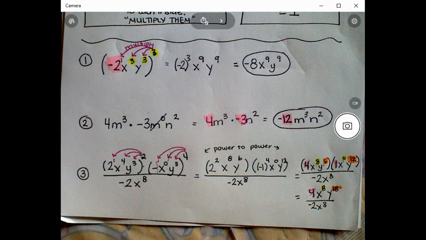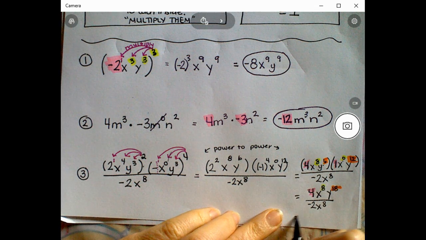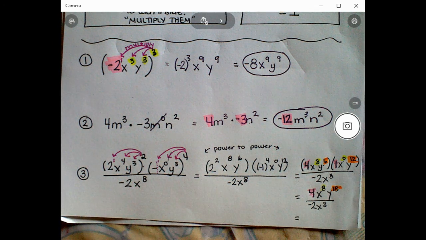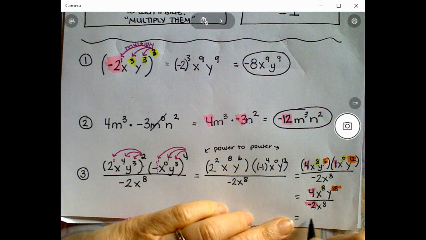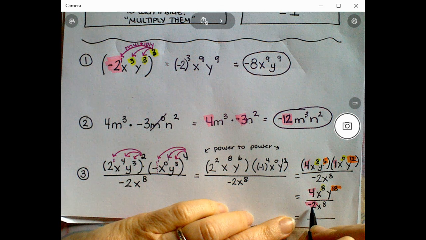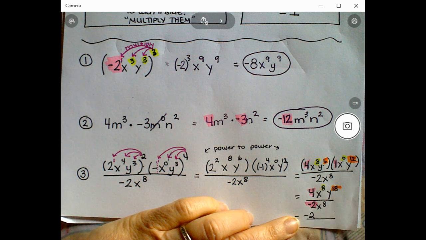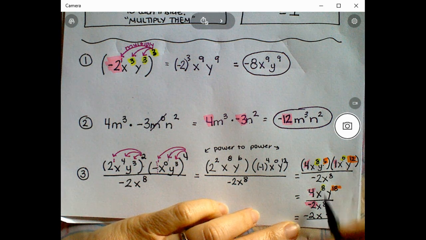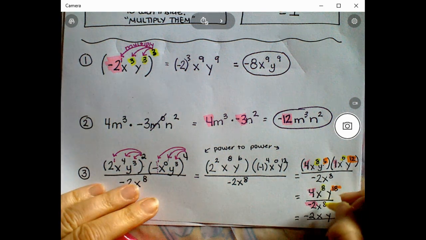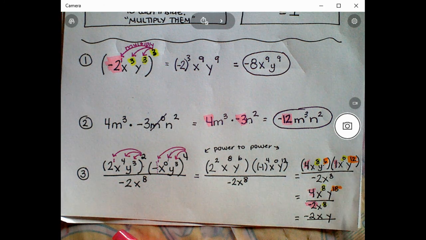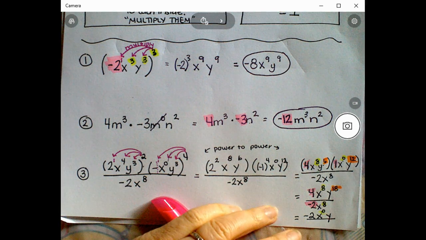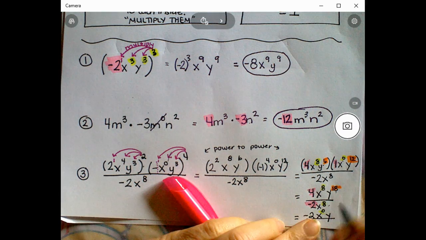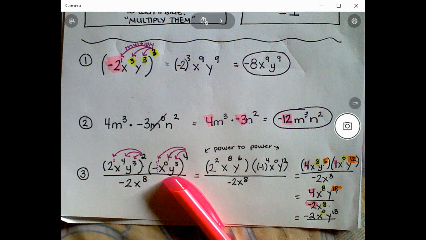All right, now we're going to work with the denominator. The rule for division is that you now divide the coefficients. So 4 divided by negative 2 is negative 2. We're going to have some x's and some y's. 8 minus 8. Remember, now when we're dividing, we subtract the exponents. Is x to the 0 power. And the y has nothing to subtract it with. There's no y's down here, so we're just going to keep that 18.